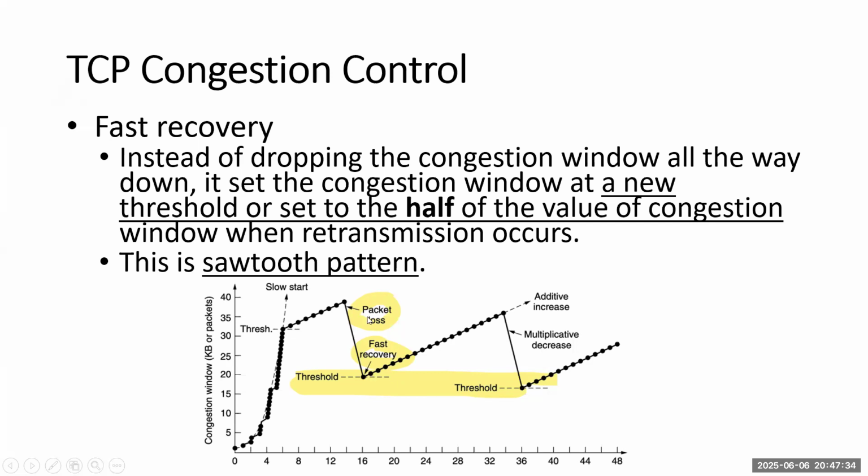Sawtooth pattern. So if it got the error at the 40th kilobyte, now you drop it to 20 kilobyte, not to zero. If you get that error at 80, you drop it to 40. If you get that error at 100, you drop it to 50. That is called the fast recovery approach. That is the practical approach.